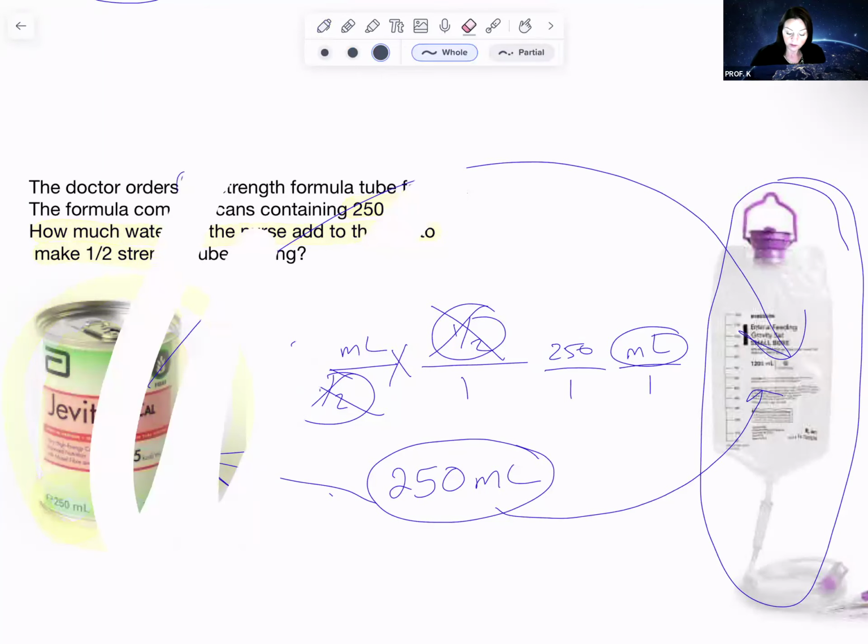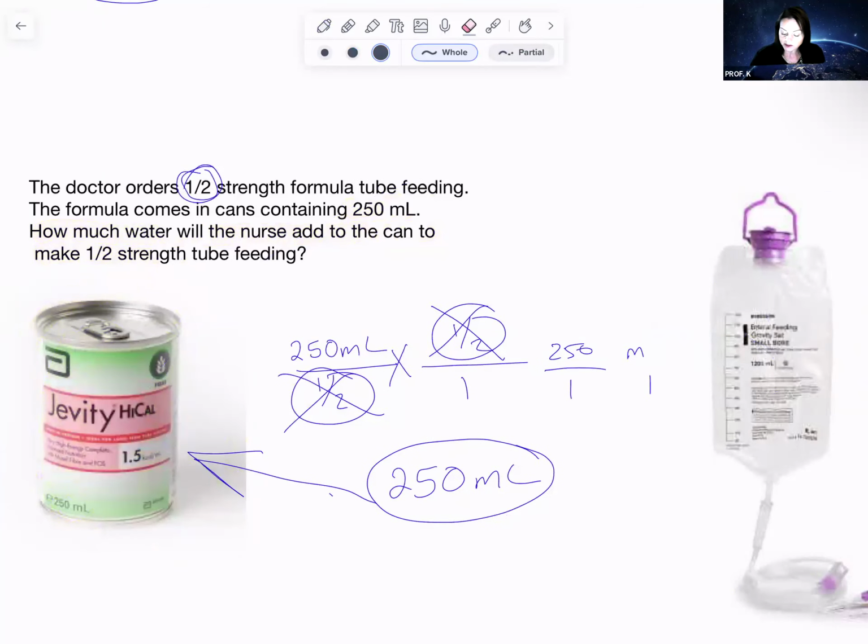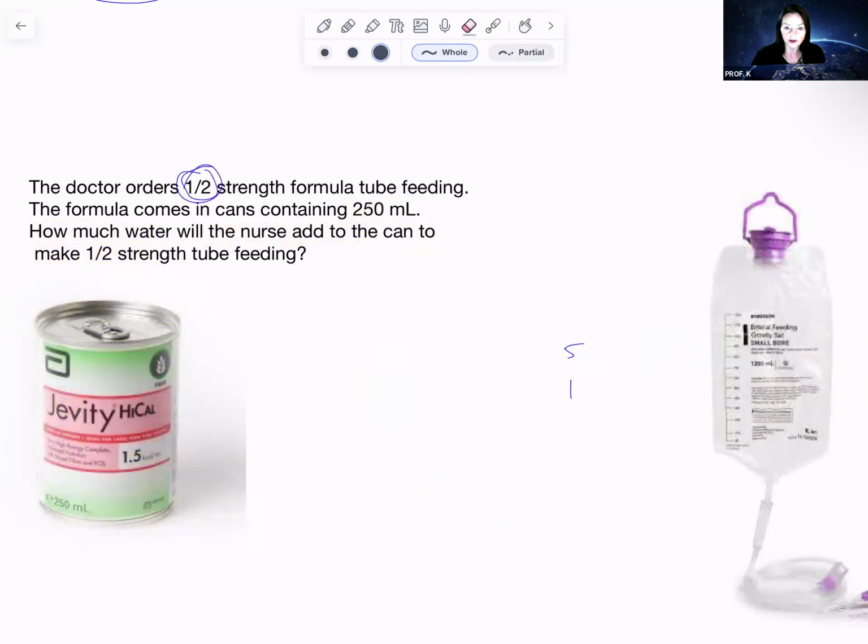So now for the simple method. And the reason we teach the formula method is because sometimes, depending on where you work, they'll ask you to do a quarter strength, but I'm not going to ask you that. I'm strictly asking you 50% or half. So this is how I want you to do it.